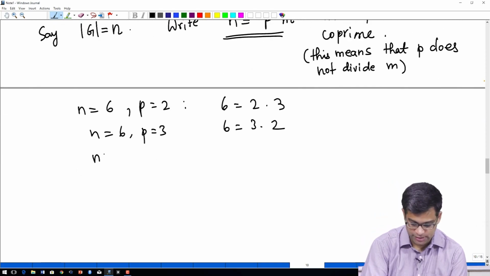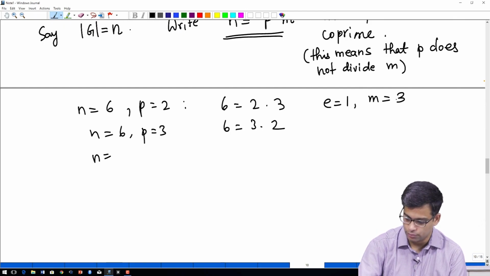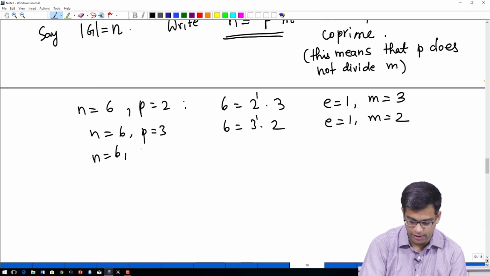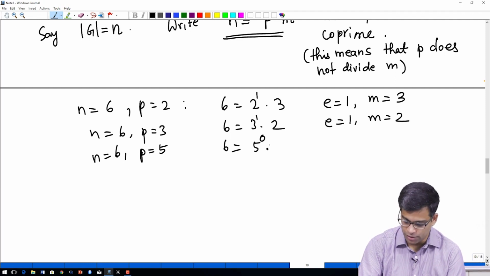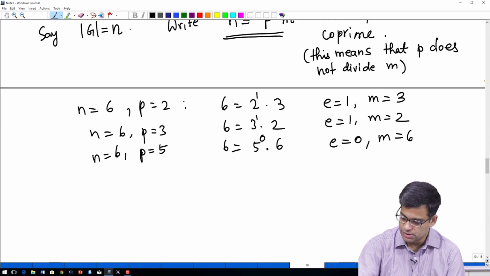But if n equals 6, so here e equals 1 and m equals 3. So write 2 power 1, here also e equals 1 but m equals 2. Now on the other hand, if n equals 6 and p equals 5, how do you write this? It is 5 power 0 times 6. So e is 0, m is 6.